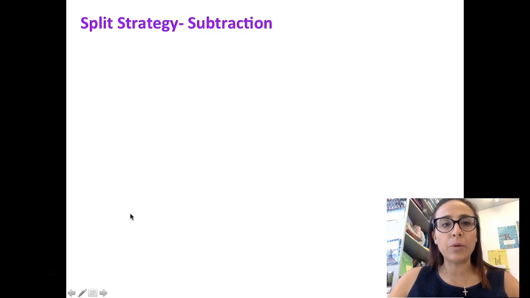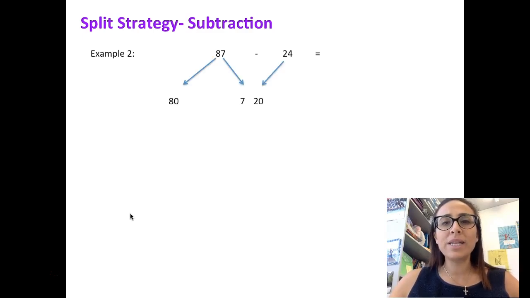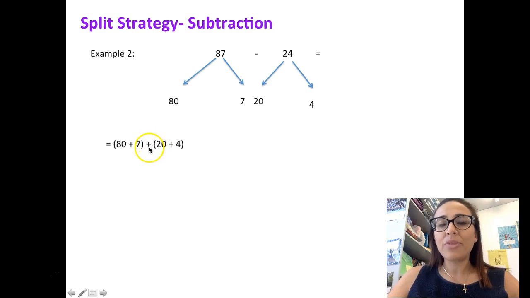Let's do another example. Example 2, 87 minus 24. Again, break these numbers into their place value. 80 and 7, 20 and 4. Like in all the previous examples, we can show this information in this form. 80 plus 7, which comes from here, and 20 plus 4, which comes from here. The reason I have an addition sign here is because at the end we need to combine these together.